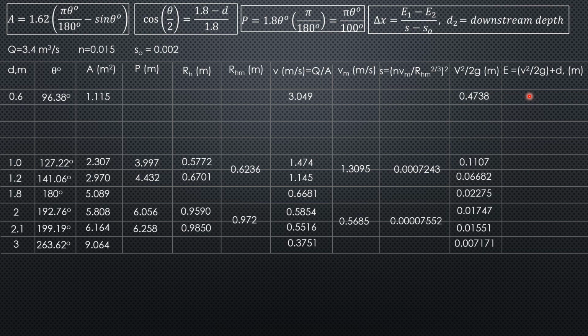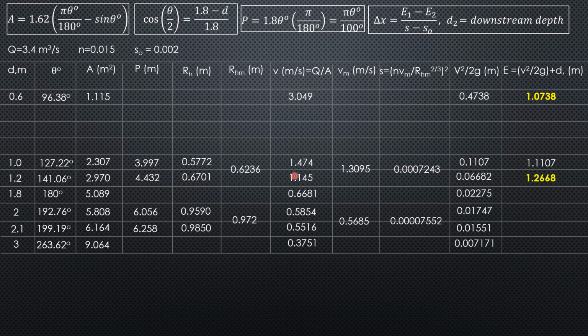Then we can now compute the specific energy. This is 0.4738 plus depth 0.6, 1.0738, because we are asked in the first question the specific energy for depths of 0.6, 1.2, 1.8, and 3. So that's 1.0738 meters for depth of 0.6. For depth of 1, because we need this also, as this is E sub 1 for the distance between 1 and 1.2, 0.1107 plus 1, 1.1107, but not highlighted.